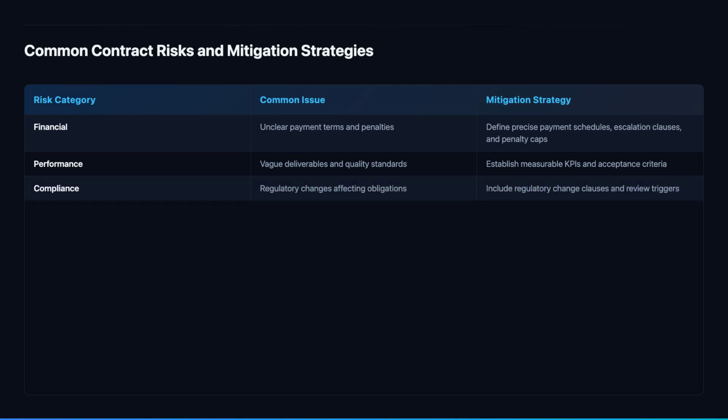Regulatory landscapes shift constantly. Smart contracts include mechanisms to address compliance changes proactively. Auto-renewal clauses can lock us into underperforming relationships. Scheduled reviews ensure renewal decisions are deliberate.